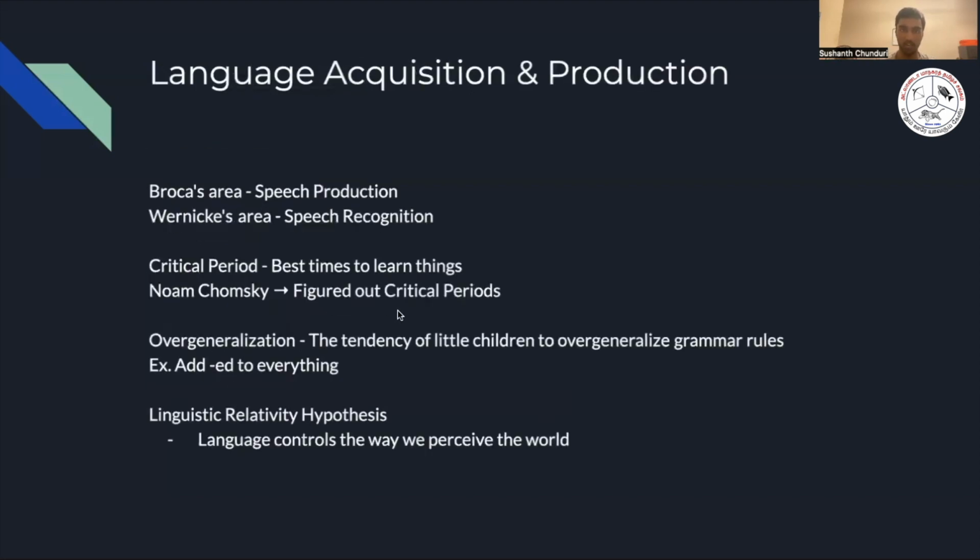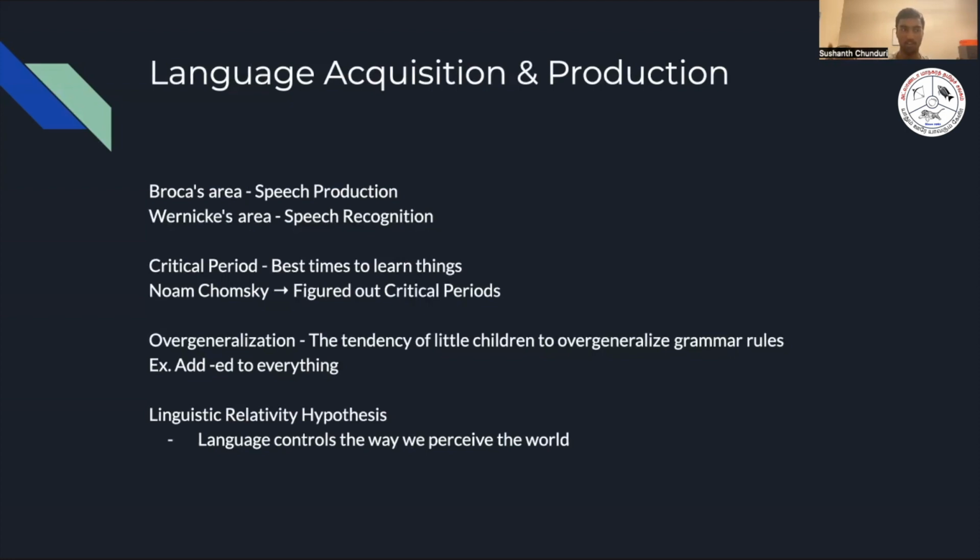Now let's talk about language acquisition and production. Some of the important things with language acquisition are Broca's and Wernicke's areas, which control speech production and speech recognition respectively. Now, critical periods are really important. This is something that Noam Chomsky discovered, and he essentially said that there are critical periods in our lives, like when we're very young, that we're meant to learn things, and if we miss those critical periods, then it's going to be really hard to catch up.